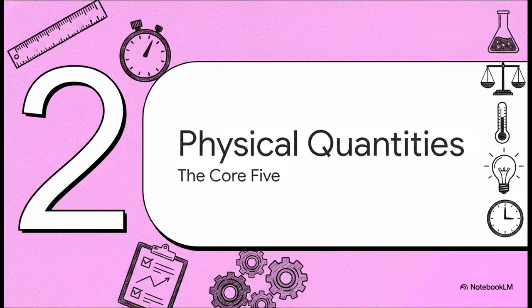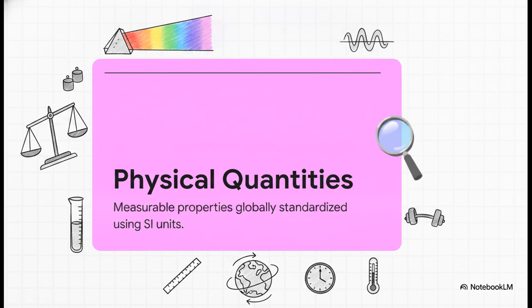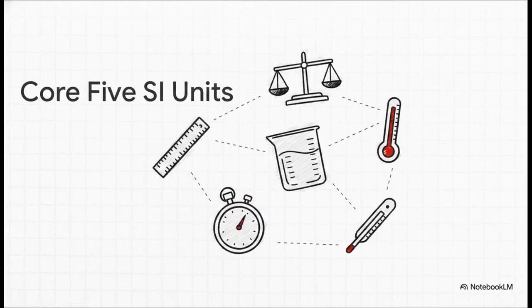Moving right along to Part 2, the 5 physical quantities. Basically, physical quantities are just the measurable properties we observe in any given object or system. Standardizing them is the key to making sure our data is valid anywhere in the world. We standardize these using what we call SI units, which stands for the International System of Units. This system is adopted globally to prevent the absolute chaos that would happen if everyone just decided to use their own personal measuring system.